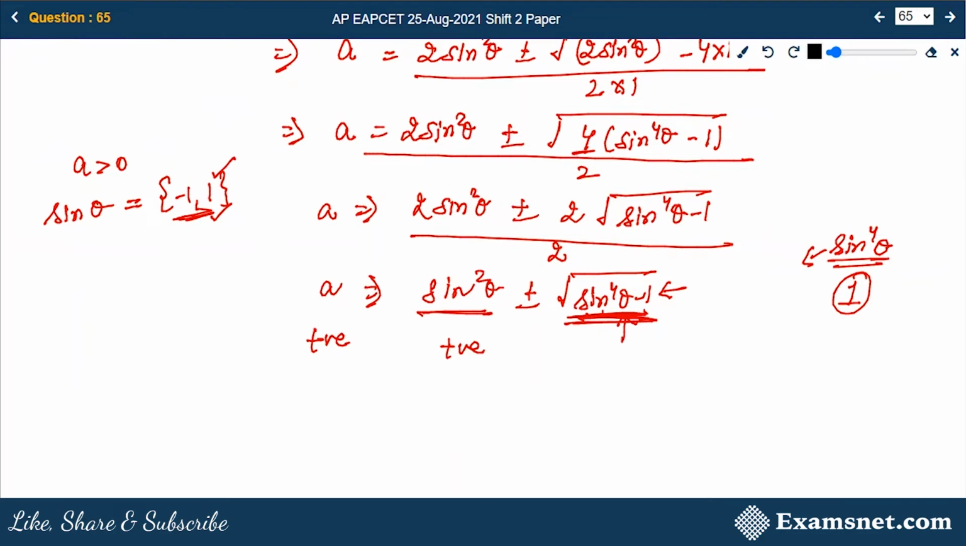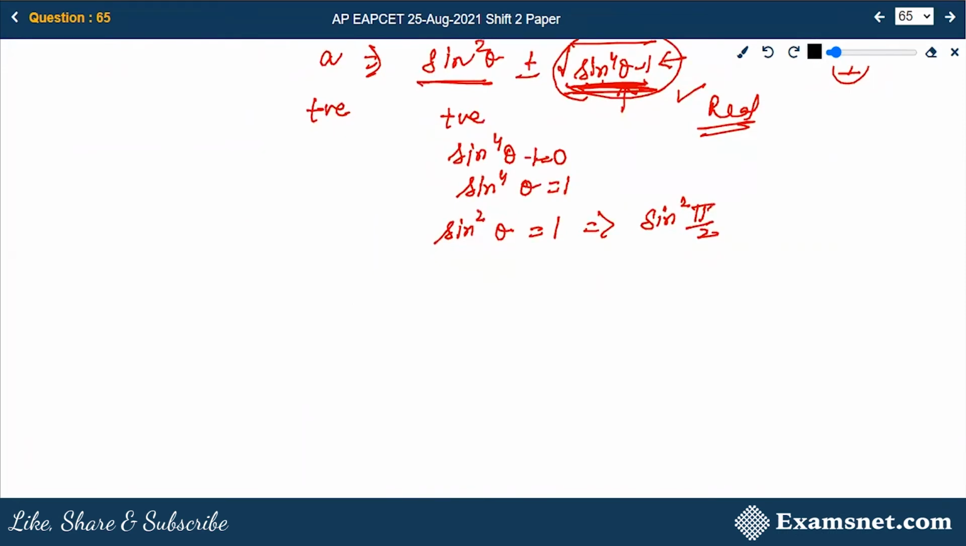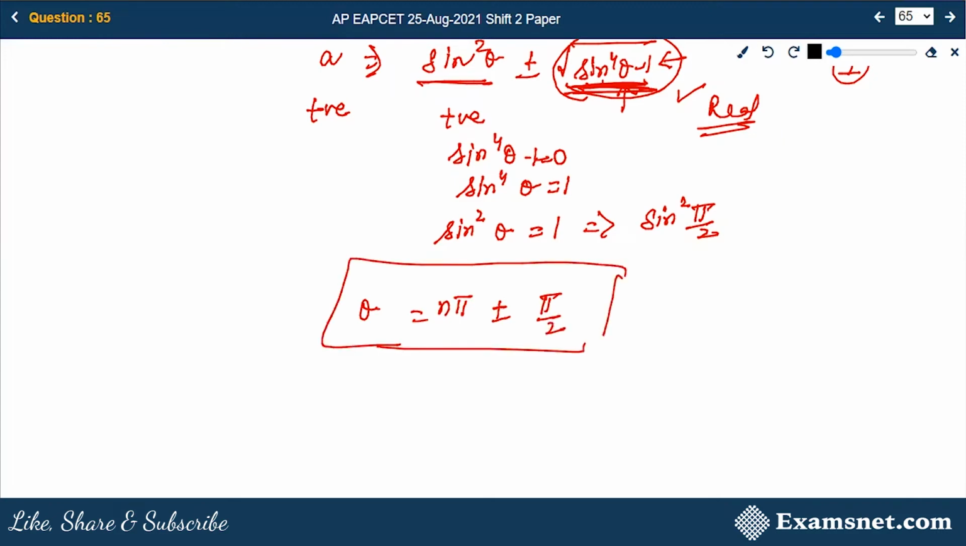So in that case, the only possible value for which this whole term evaluates to be a real number is when sine raised to power 4 theta minus 1 is equal to 0, right? Or you can say sine raised to power 4 theta is equal to 1, which makes sine square theta equal to 1, right? See, this is possible only in the case of pi by 2. Therefore, what is the value of theta? It is n pi plus minus pi by 2, right? So let's see what is the correct answer.